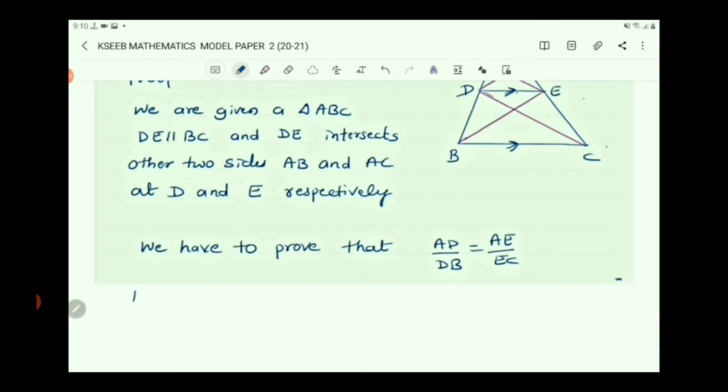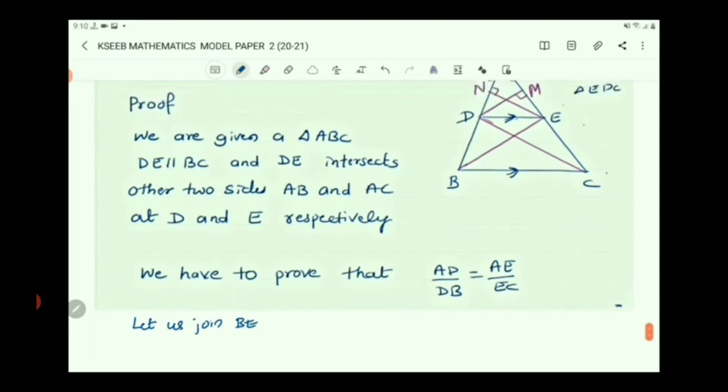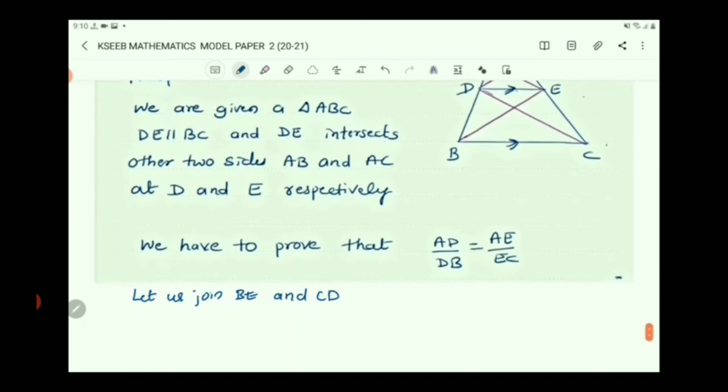We'll write the construction. Let us join DE and CD, and then draw EM perpendicular to AC and EN perpendicular to AB. That is the construction. What we have done, we have to write here.